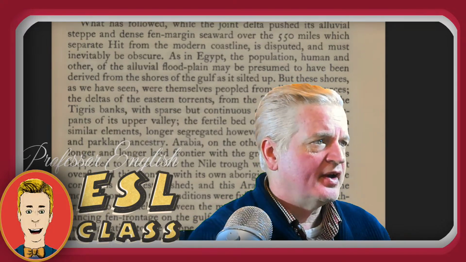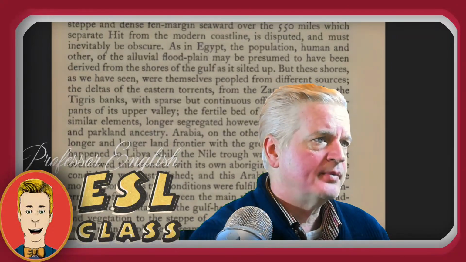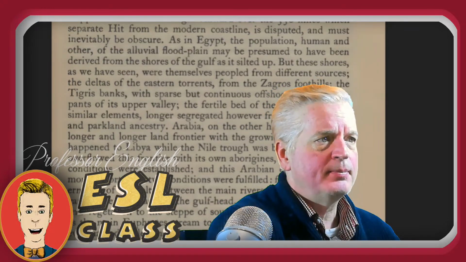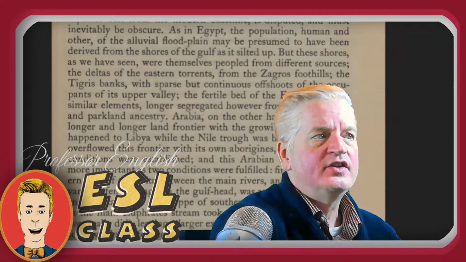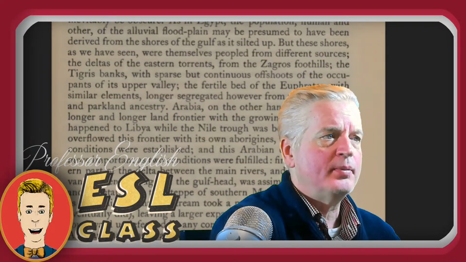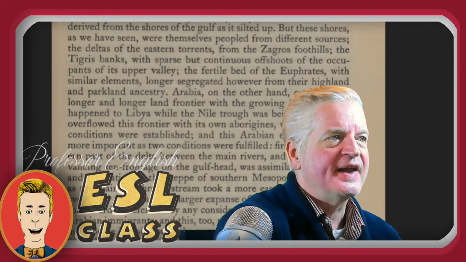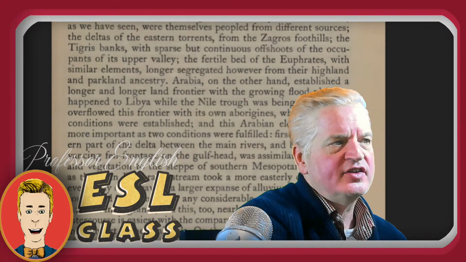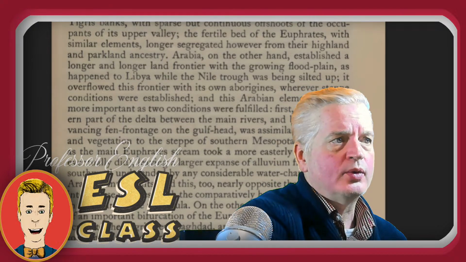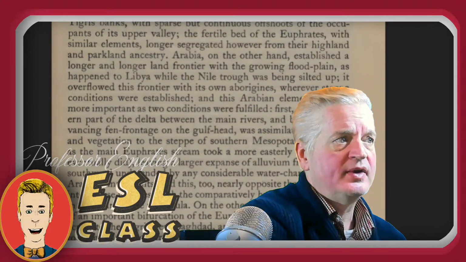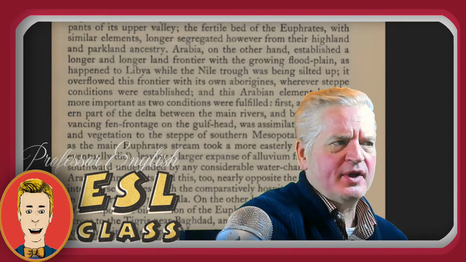As in Egypt, the population, human and other, of the alluvial floodplain may be presumed to have been derived from the shores of the Gulf as it silted up. But these shores, as we've seen, were themselves peopled from different sources. The delta of the eastern torrents from the Zagros foothills, the Tigris banks, with sparse but continuous offshoots of the occupants of its upper valley, the fertile bed of the Euphrates, with similar elements, longer segregated, however, from their highland and parkland ancestry. Arabia, on the other hand, established a longer and longer land frontier with the growing floodplain, as happened to Libya, while the Nile trough was being silted up. It overflowed this frontier with its own aborigines wherever steppe conditions were established.